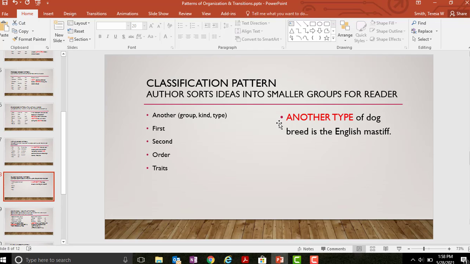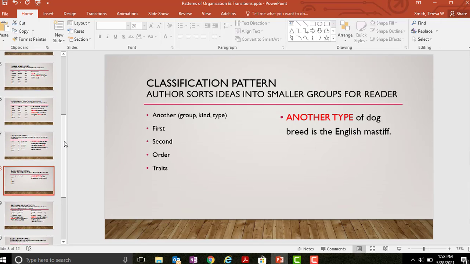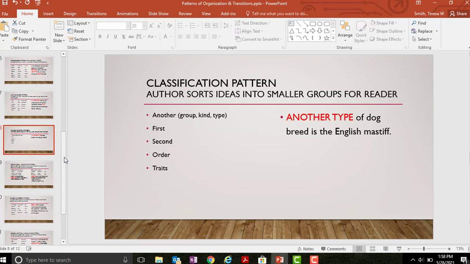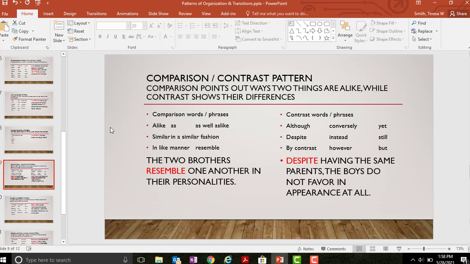An example of classification pattern in a sentence would be: another type of dog breed is the English Mastiff. Now, some of these words you will see on many lists, so you have to kind of use process of elimination to determine the pattern.